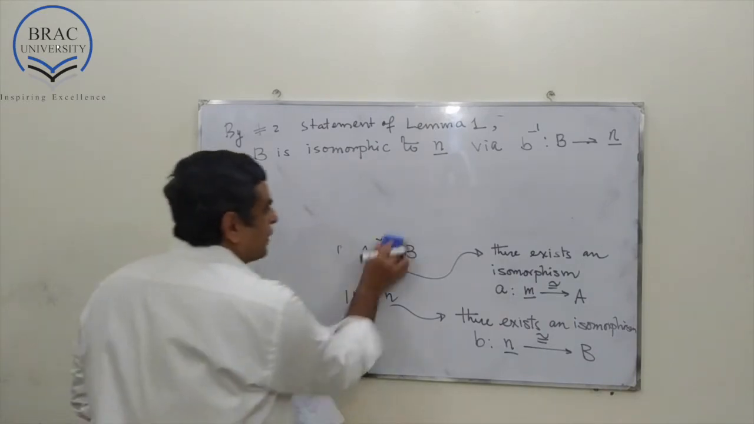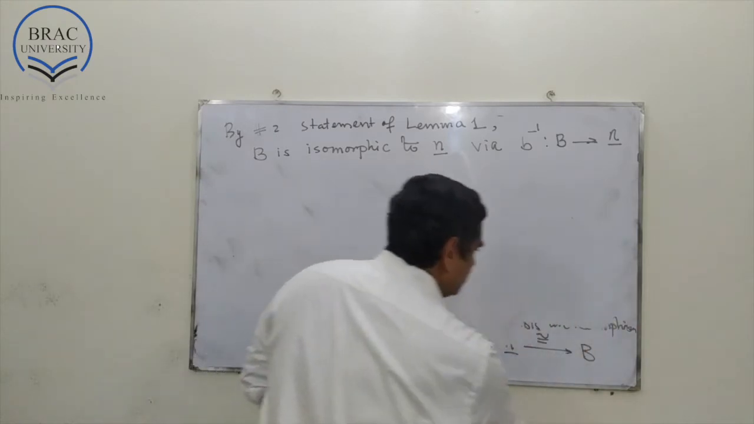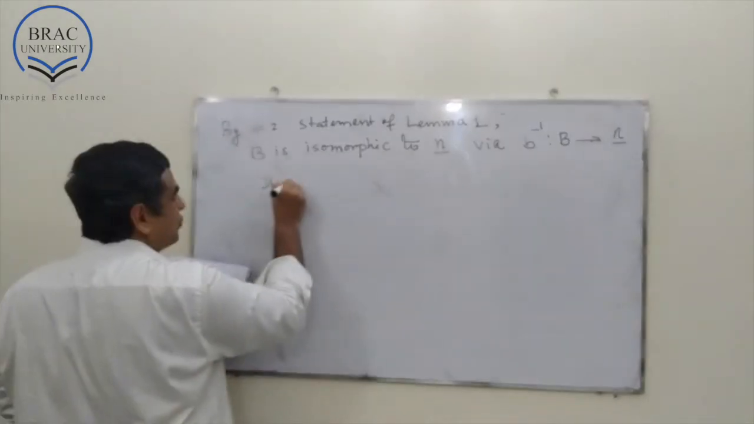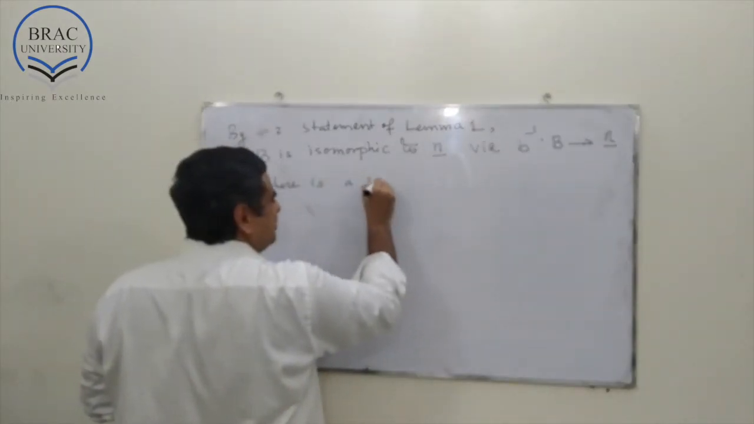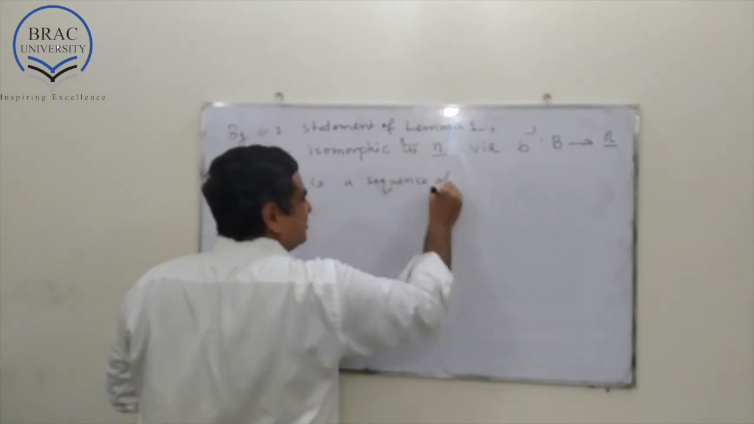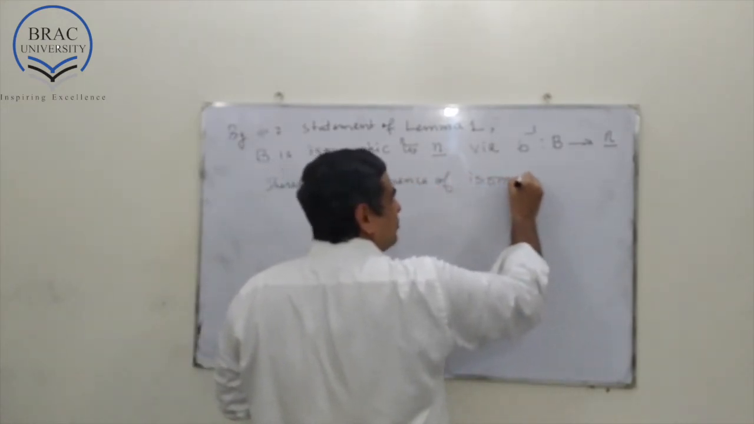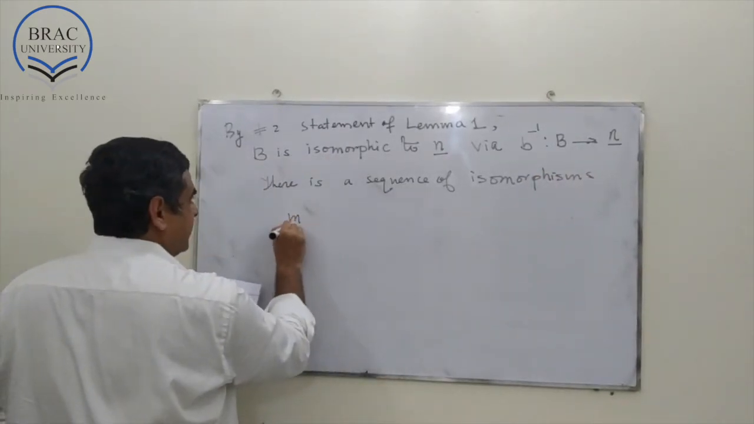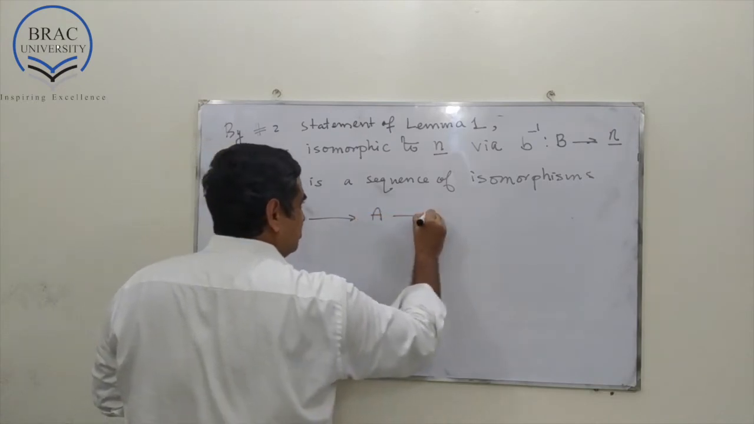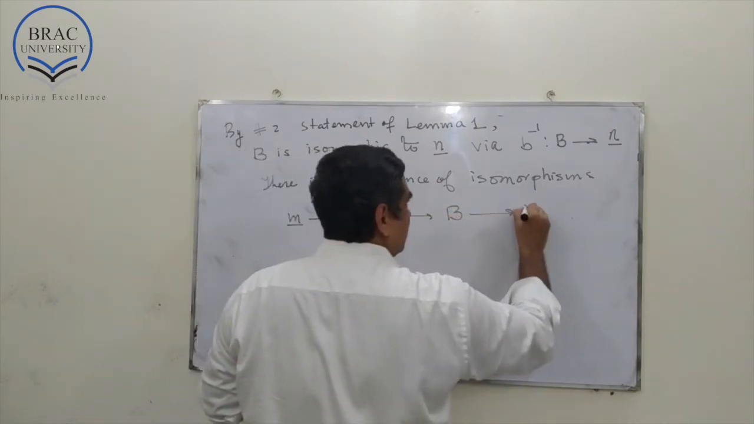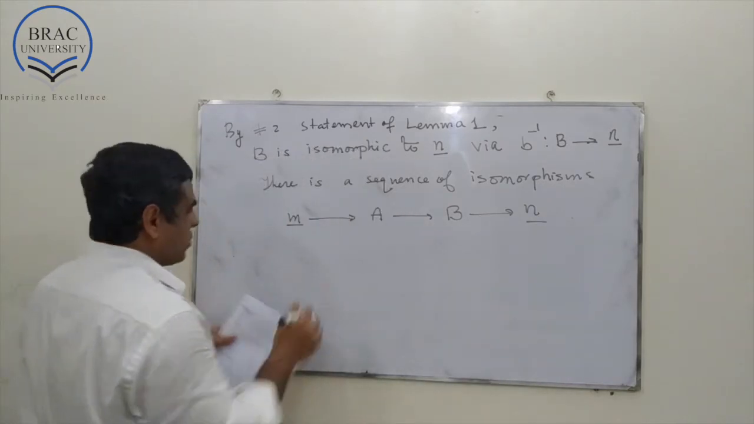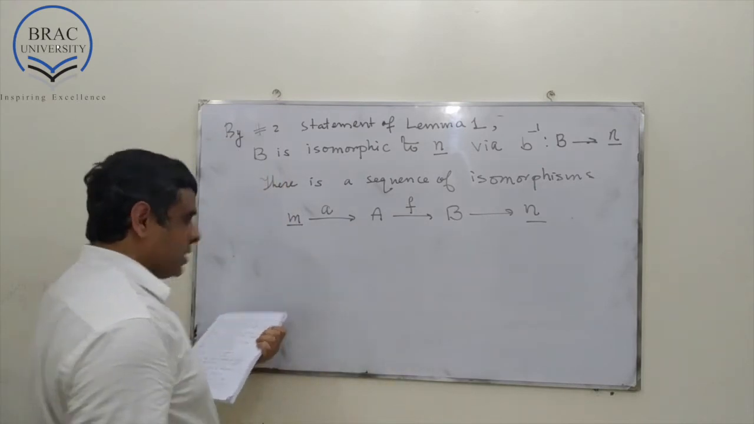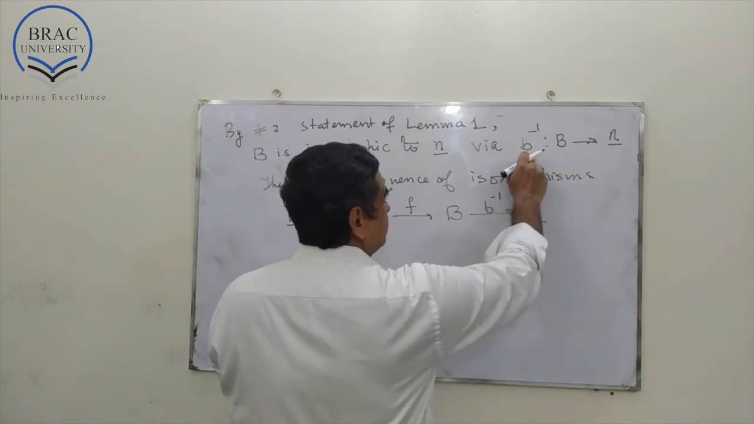Now we have a sequence of isomorphisms given by this, where this is the map A, this is the given isomorphism F, and this is the map the inverse.